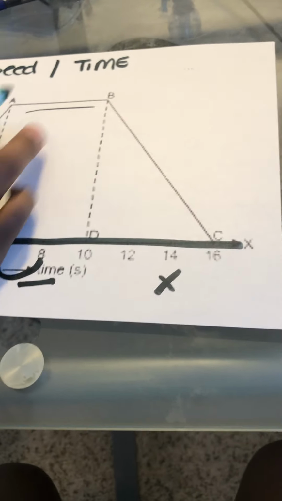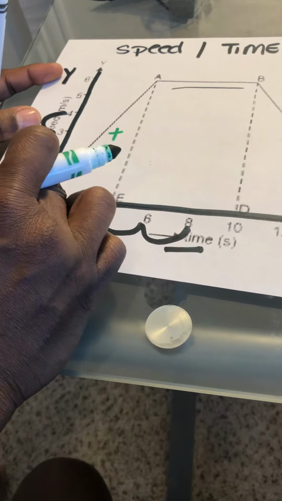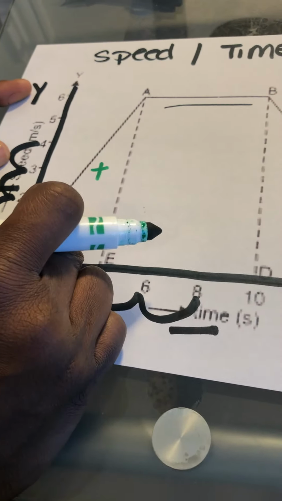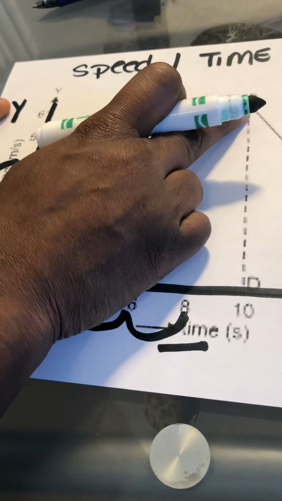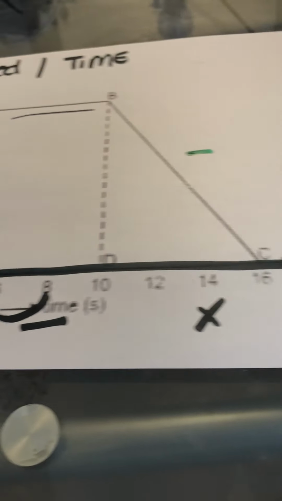So here we have a positive acceleration from the point of origin to point A. From point A to point B, that shows a constant speed. And then from point B to point C, that shows a negative acceleration.